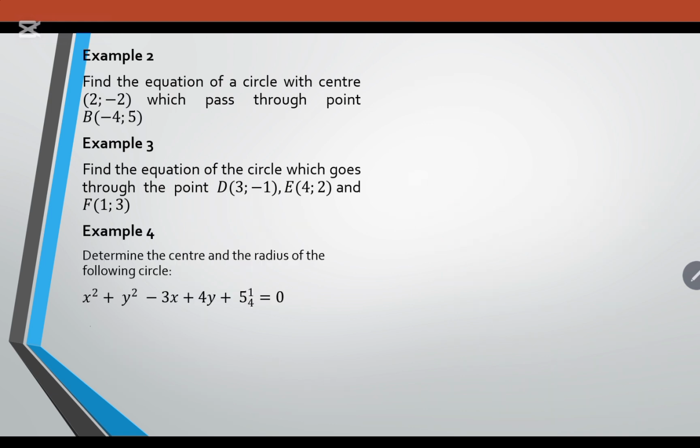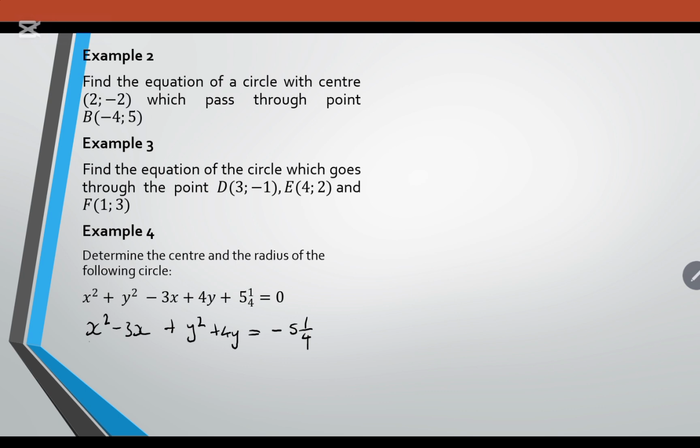They say determine the center and the radius of the following circle. The circle is given in the simplified standard form. We therefore need to find the coordinates of the center of the circle and the radius. That simply means we need to change the equation back to the original standard form of r squared is equal to x minus a squared plus y minus b squared. If we can change this equation, we'll be able to read the coordinates of the center point, and we'll also be able to read the radius of the circle.